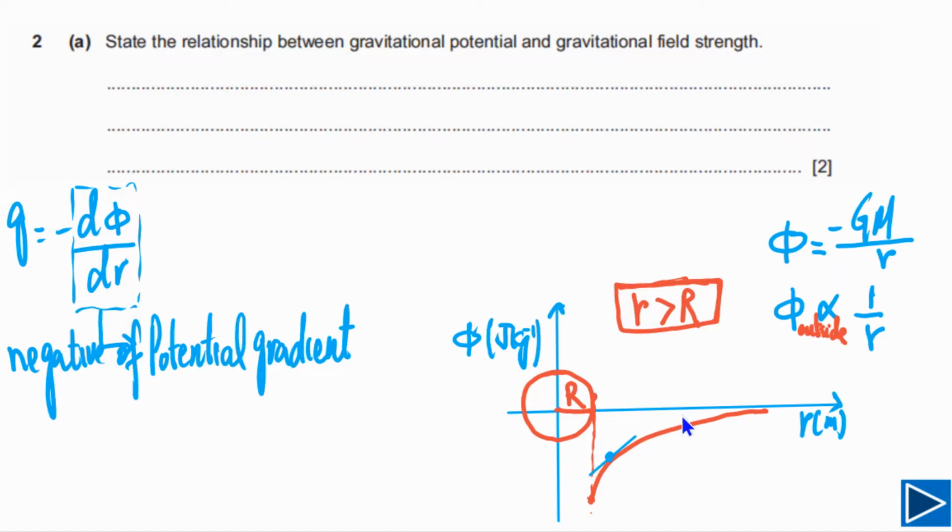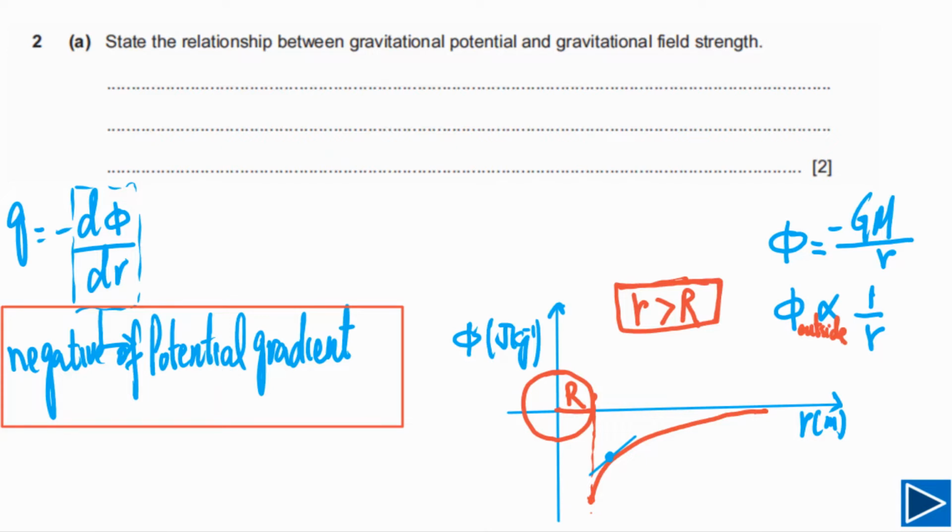So this is what we need to understand about G and potential gradient. This is how they're linked together. So simply we can say G is equal to negative of potential gradient. So this is the point you need to understand. G is equal to negative of potential gradient. Means you will take the gradient of potential against distance graph and then you take negative of that.